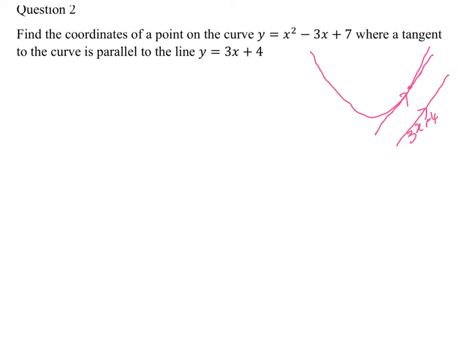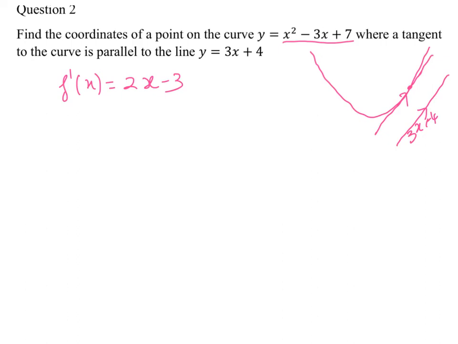So now, first we find the derivative f prime of x. f prime of x is 2x minus 3. I hope that is clear. I differentiate x squared minus 3x plus 7. That's my first derivative. What I know here is that the gradient of the parallel line is 3. Therefore, the gradient of the tangent line will also be 3. We have learned in analytical geometry that parallel lines have equal gradients.